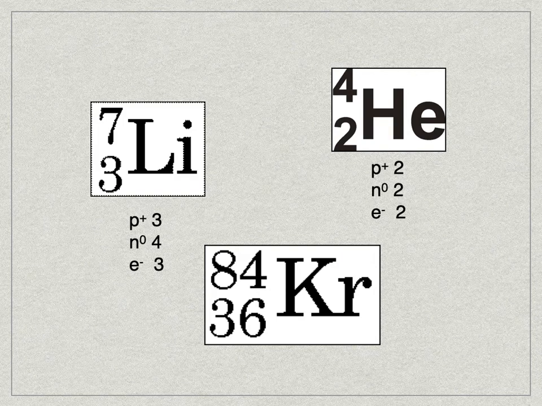Okay, take a look at the Kr. And so somewhere on your paper you might write that notation. Write down the name of that element, and then how many protons, neutrons, and electrons. You should pause the video and try that on your own.